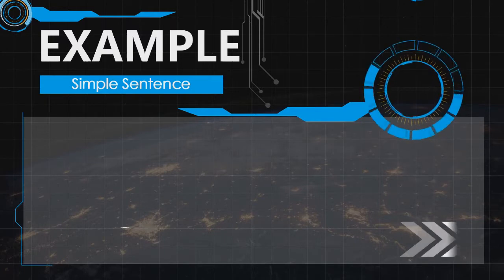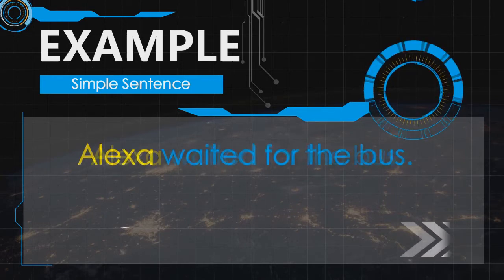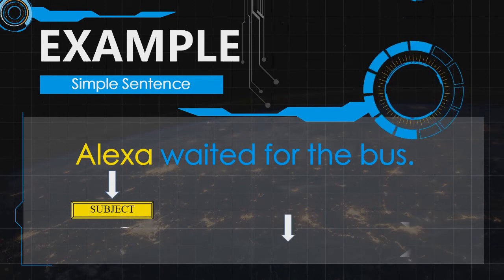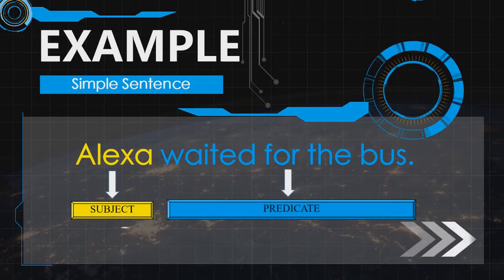Example for a simple sentence that has simple subject and simple predicate: Alexa waited for the bus. Alexa is the subject. Waited for the bus is the predicate, where waited is the verb.